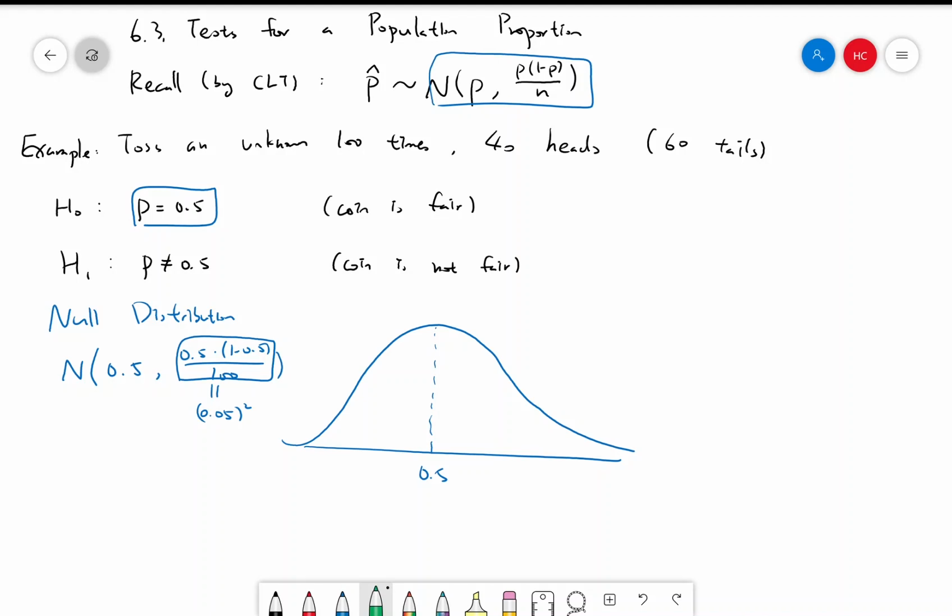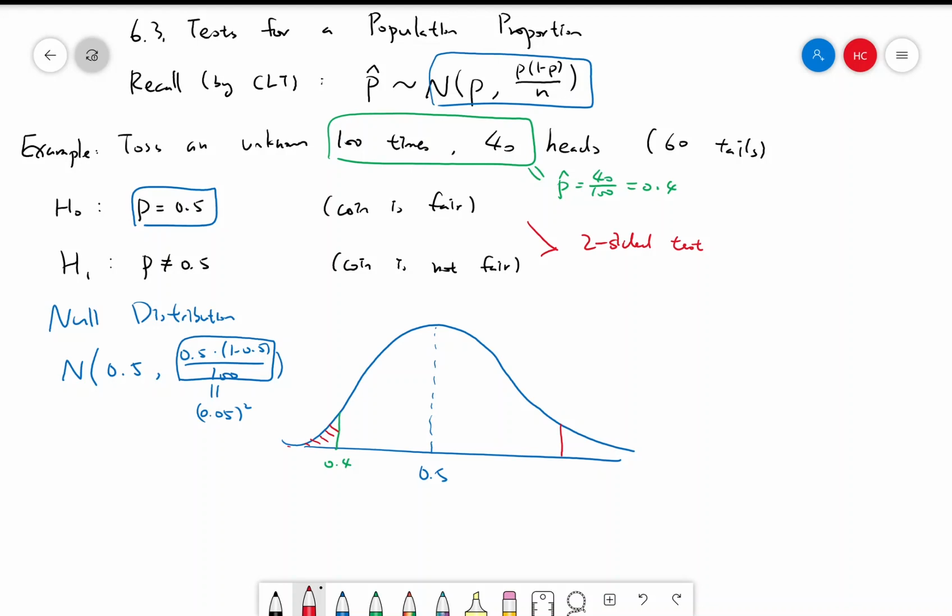And then let's calculate our p hat. So we toss it 100 times, 40 of them are heads, so our p hat is equal to 40 over 100, which is equal to 0.4. That's about here. And because this is a two-sided test, we need to calculate the area of the two tails. So we need to calculate the area of the left tail, and then we'll have to calculate the area of the right tail.